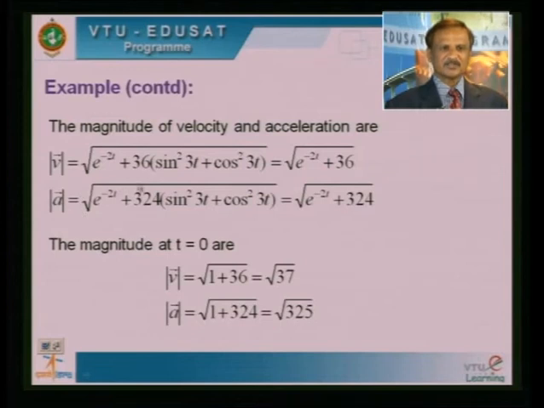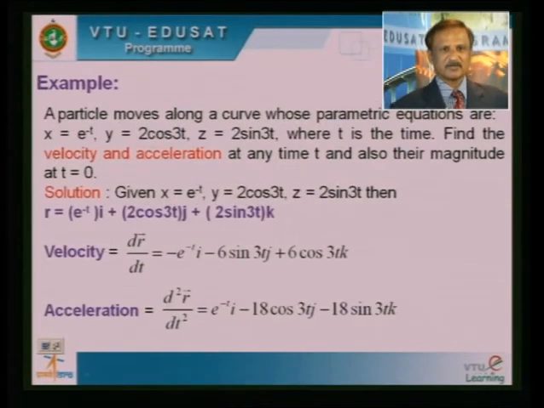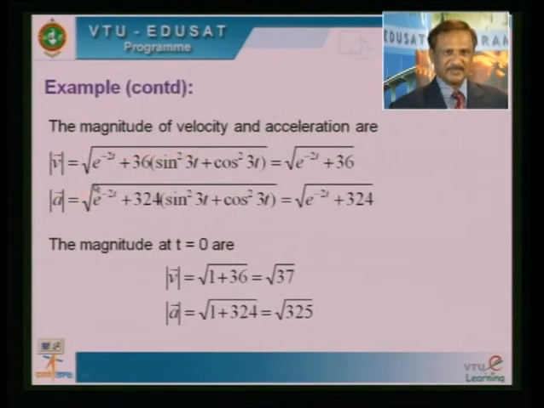As usual, the square root of coefficient of i square, coefficient of j square, coefficient of k square. In these two terms, 324 is common, you can take it out, and again it becomes sin square 3t plus cos square 3t. So that is equal to e to the power minus 2t as it is, and again it becomes 1, 324 into 1 is 324. It means we have calculated the magnitude of velocity and acceleration, but what they have asked is their magnitude at t is equal to 0. It means after calculating magnitude, we have to replace t by 0.